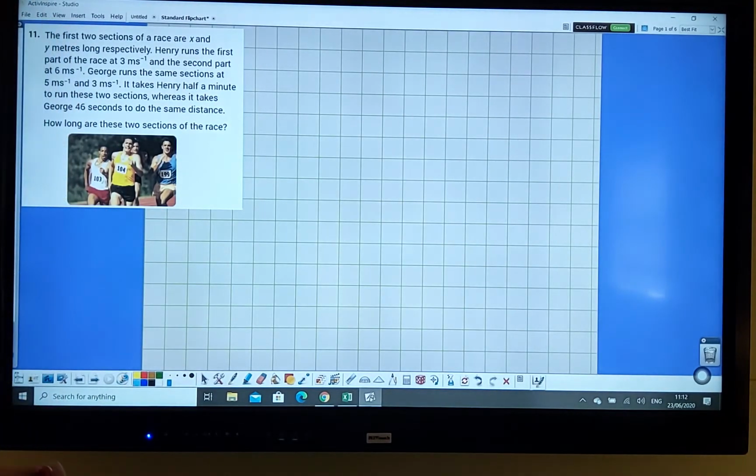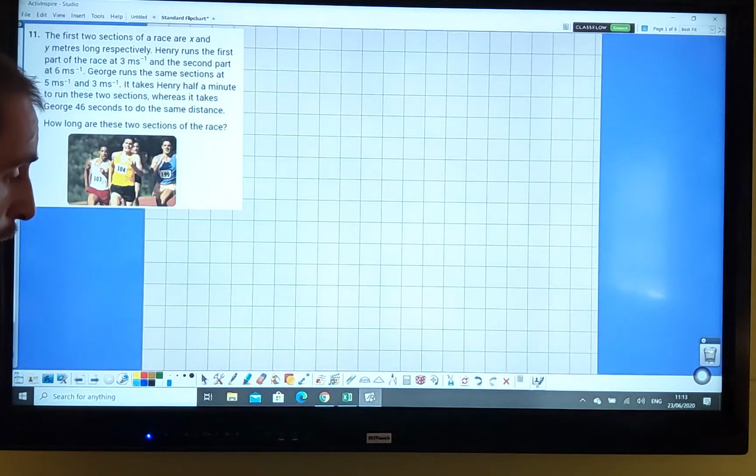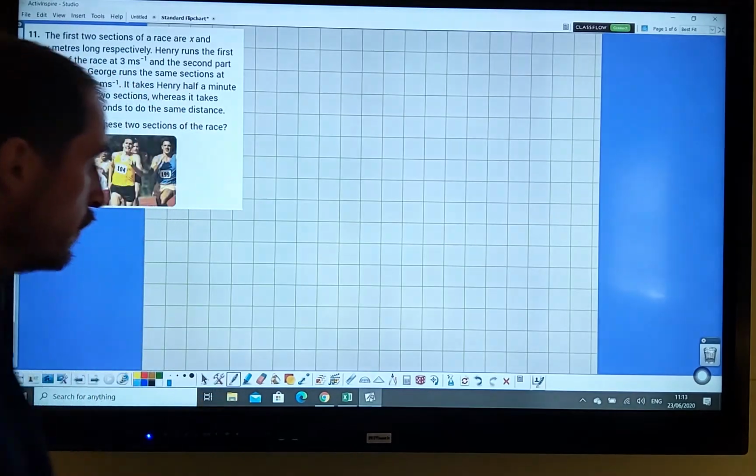Okay, so it says here the first two sections of a race are x and y meters long respectively. Henry runs the first part of the race at 3 meters per second and the second part at 6 meters per second. George runs the same sections at 5 meters per second and 3 meters per second. It takes Henry half a minute to run these two sections, whereas it takes George 46 seconds to do the same distance. Now, the best way of doing this is if you think of it in real numbers, okay?